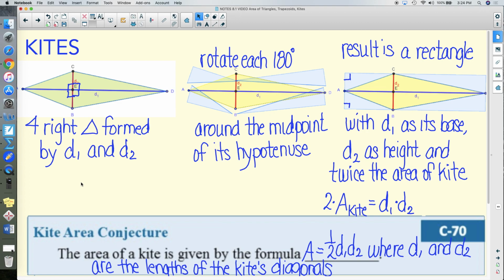The rectangle is as wide as diagonal 1, the horizontal one in our picture. It's as tall as diagonal 2 from the kite. And therefore, with twice the area of the kite, because every triangle was doubled, base times height for that rectangle would be d2 times d1. And therefore, the area for a single kite is 1/2 the product of their 2 diagonals.